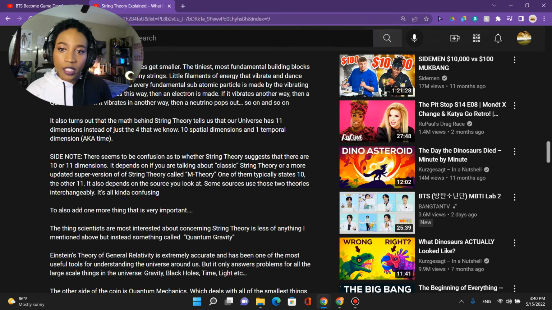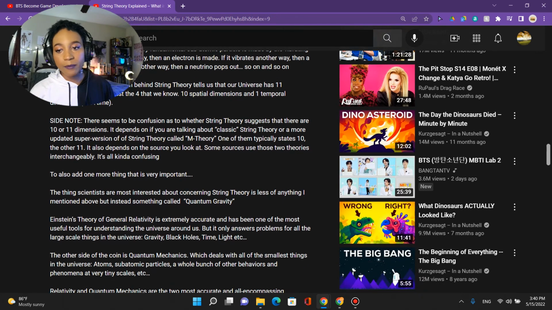If a string vibrates this way, then an electron is made. If it vibrates another way, then a quark is made. If it vibrates another way, then a neutrino pops out, and so on and so on. Okay, I definitely get that. It also turns out that the math behind string theory tells us that our universe has 11 dimensions instead of the 4 that we know. 10 spatial dimensions and 1 temporal dimension, aka time.